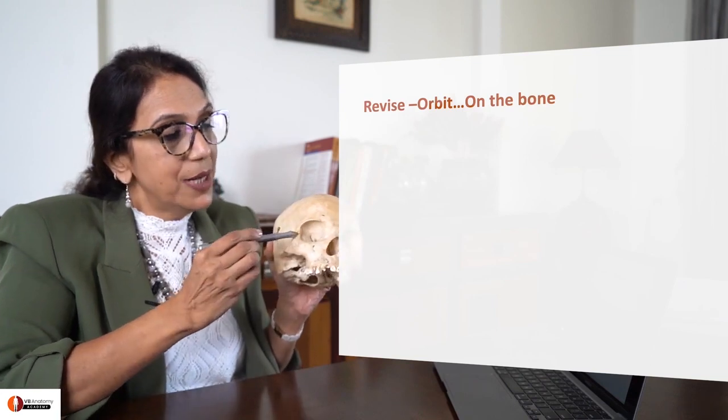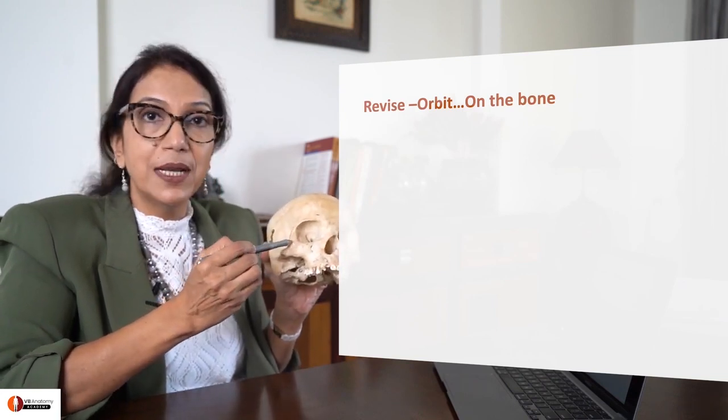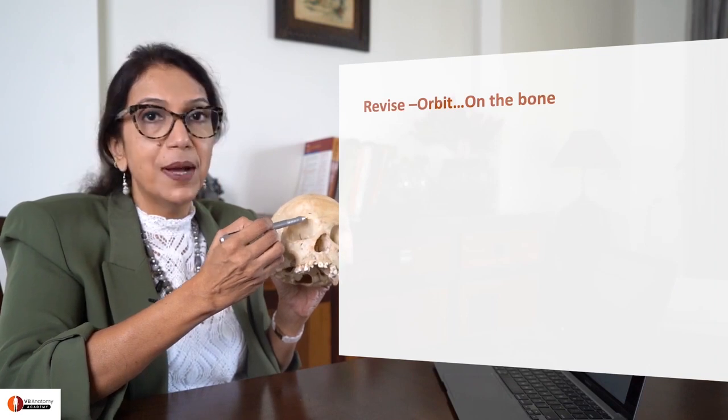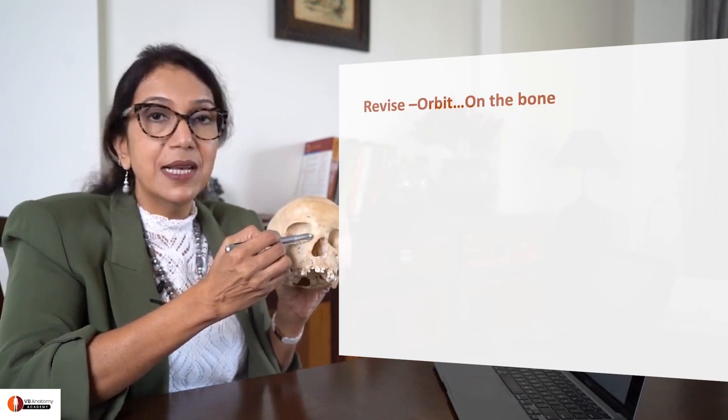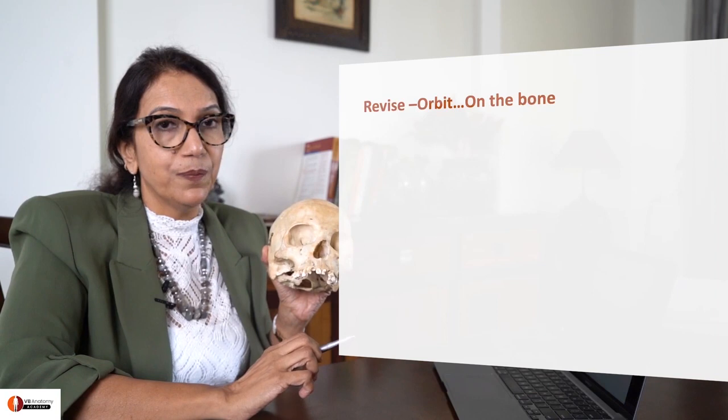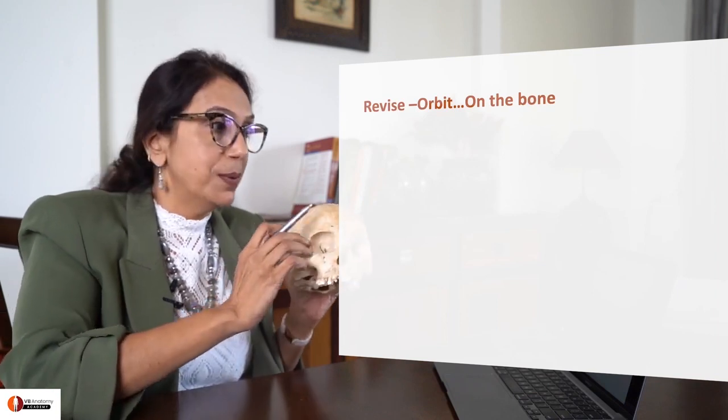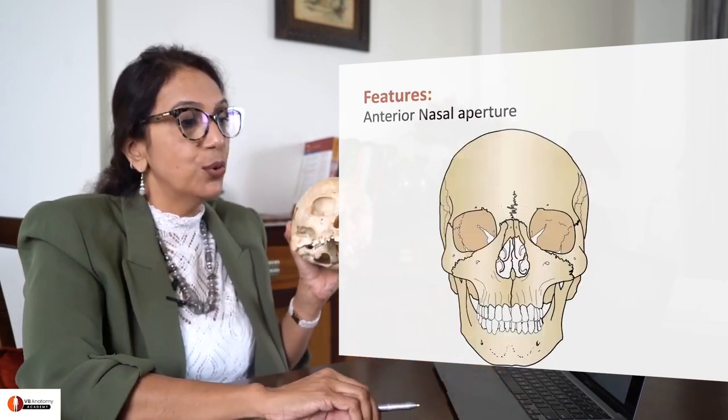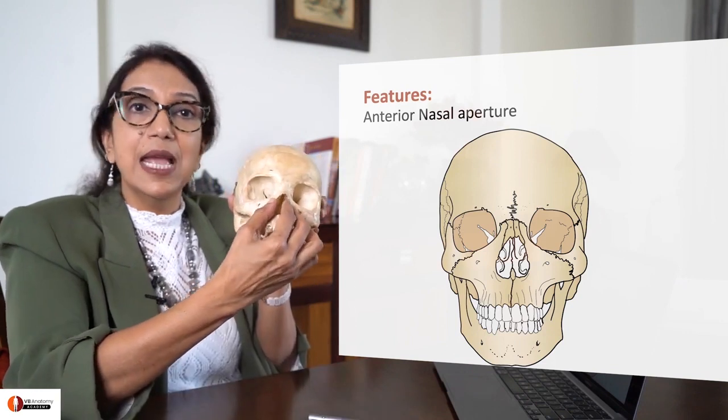Okay. Lateral margin formed by frontal and zygomatic bone. Medial margin formed by the frontal, maxilla and by the lacrimal bone. Okay. That completes the orbit. Let's now go to the anterior nasal aperture.